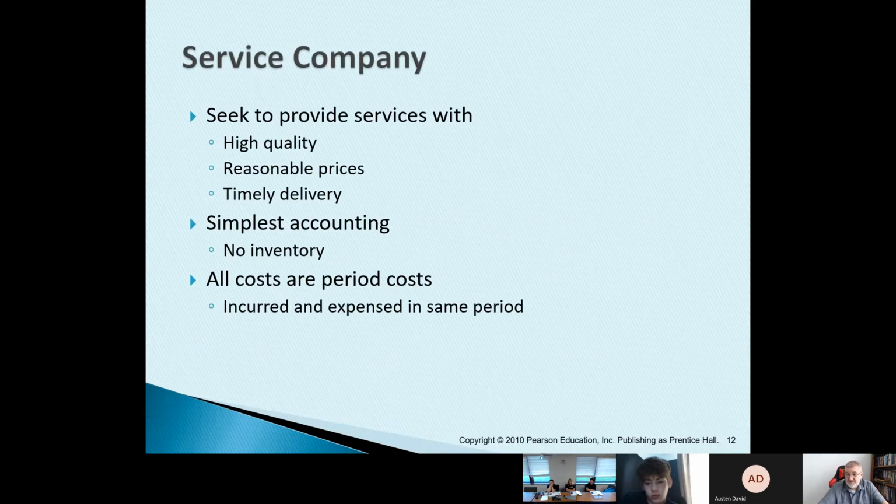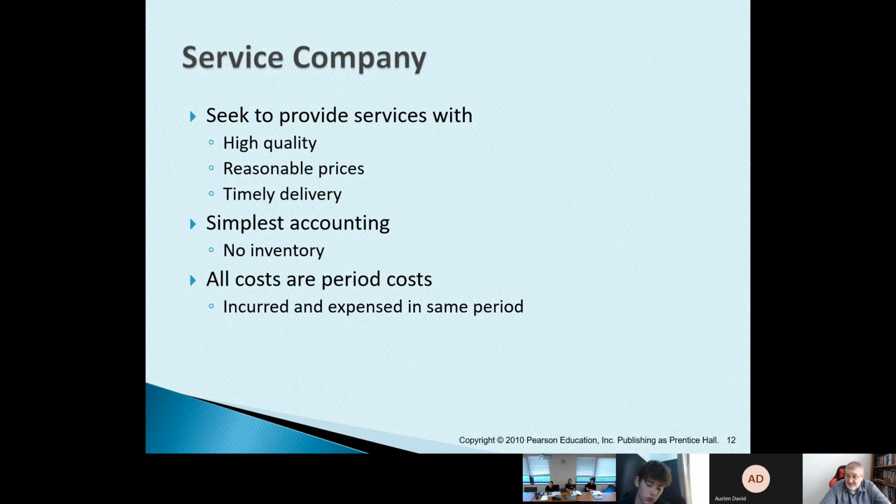Okay, so in a service company, service company is going to seek to provide a service. It's a high quality service, at reasonable prices, timely delivery. That's the things that they do in order to stay in business, right? That reasonable price, that's very subjective, okay? Because some people will say the cost that they're charging for their service is way too high and won't use them, and other people say, well, that cost is just right.